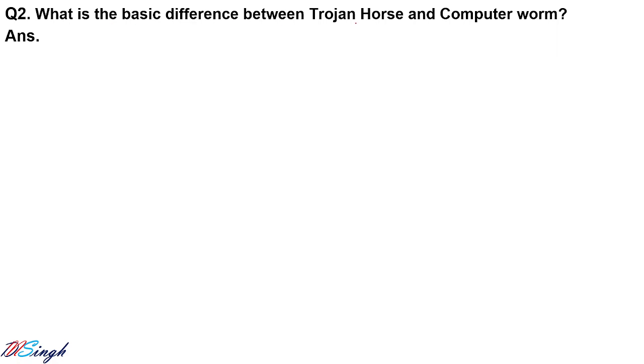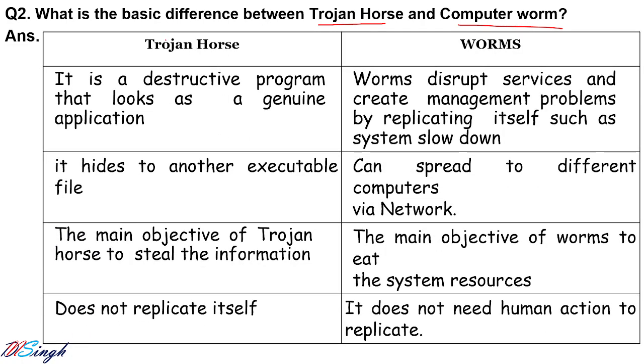What is the basic difference between Trojan horse and computer worms? So these two are malicious programs. So what is a malicious program? The program which has wrong intention or malicious intention, or the intention to harm our data or computer. Let us see the difference.